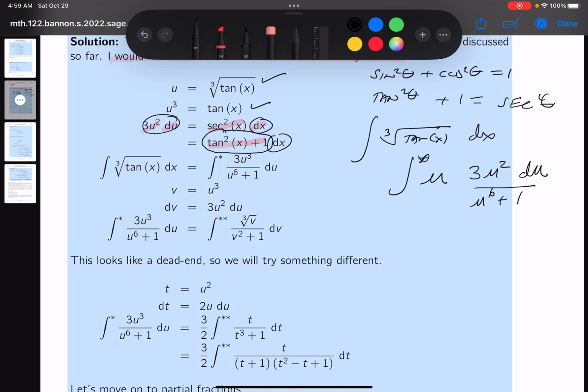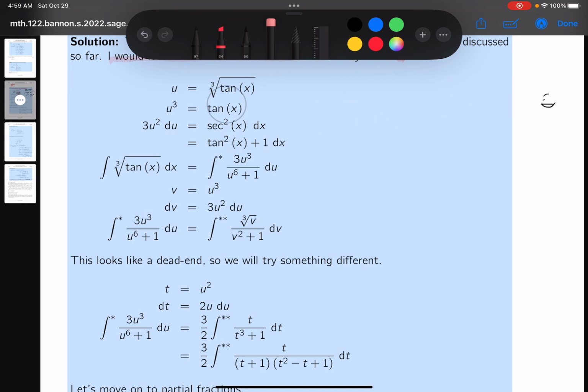Now, if you do that, what do you get? You would get 3u cubed on top, and you would get u^6 plus 1 on the bottom. All right, so I'm going to say this is certainly improved. At least I think it's improved. I got rid of the tangent, and I got things as a rational function now. So let me start to erase this stuff over here, as we go forward.